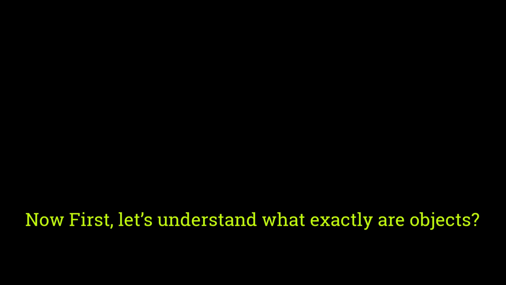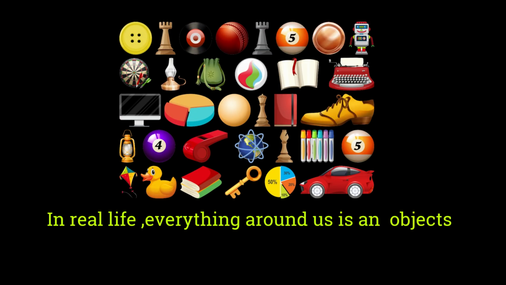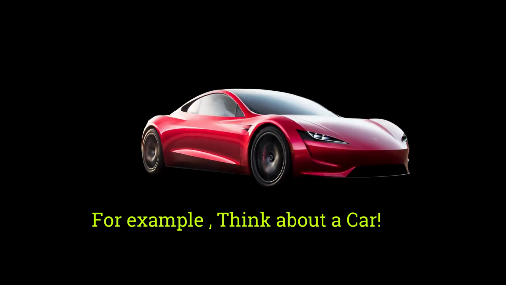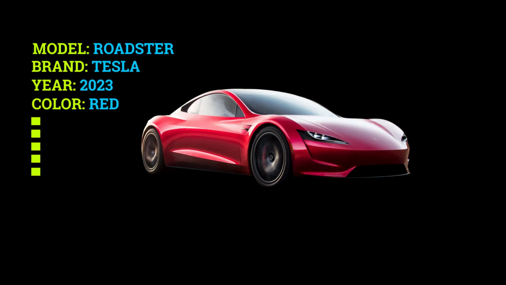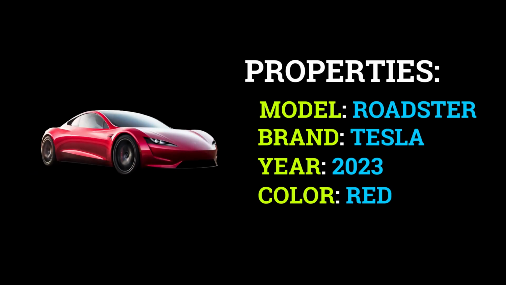Now, first let's understand what exactly are objects. In real life, everything around us is an object. For example, think about a car. A car has a model, a brand, a year, a color, and so on. In programming, an object is just a way to represent something that has different properties.